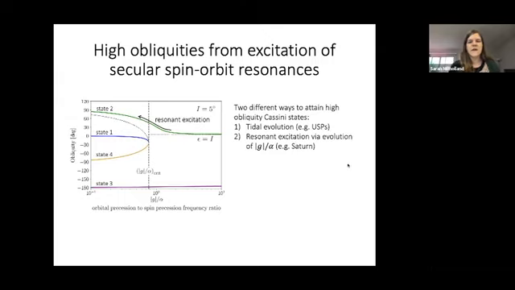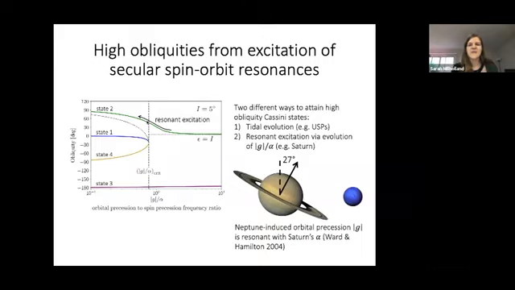So this is called a secular spin-orbit resonance, and it's basically just another way of phrasing that it's a Cassini state. And this mechanism isn't new. It's actually what is thought to have generated Saturn's 27-degree obliquity. This 27-degree obliquity is thought to be due to a secular spin-orbit resonance, due to Neptune-induced orbital precession g becoming resonant with Saturn's spin axis precession frequency alpha.